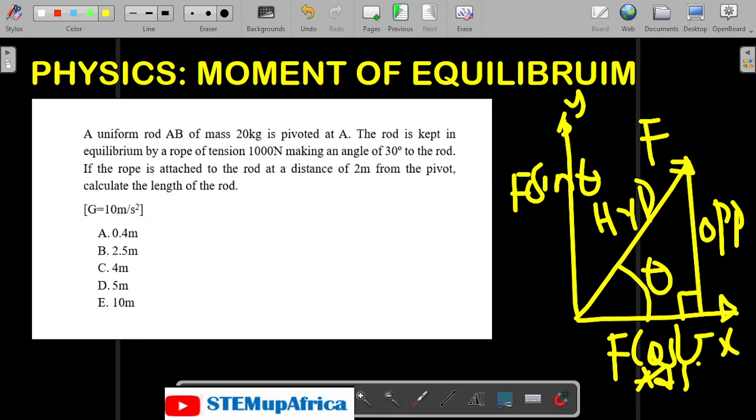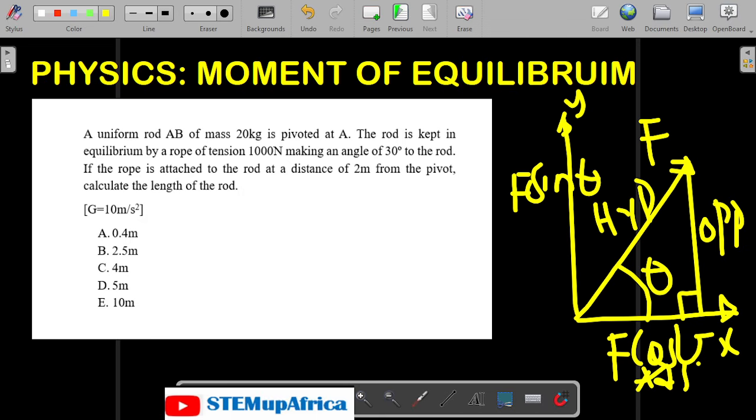A uniform rod of mass 20 kg is pivoted at A. You should know that from what I described, the mass will be at the center of gravity of the rod. The rod is labeled AB, and they pivoted it at point A. The rod is kept in equilibrium by a rope of tension 1000 Newton, making an angle of 30 degrees to the rod. If the rope is attached to the rod at a distance of 2 meters from the pivot, don't forget the pivot is at A, calculate the length of the rod. They gave us g equals 10 meters per second squared.